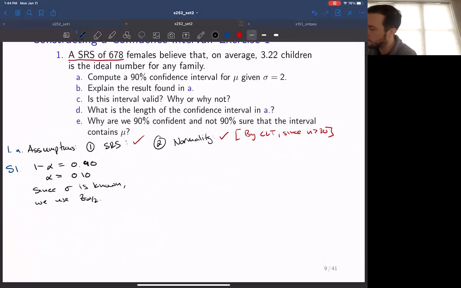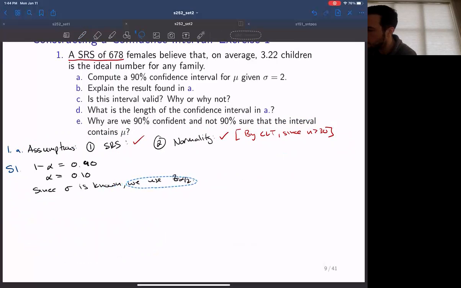Okay, so since sigma is known, we can use z alpha over 2. So we're using a z-score because we have sigma. All right, so z alpha over 2 is equal to z 0.10 over 2, which is z 0.05.